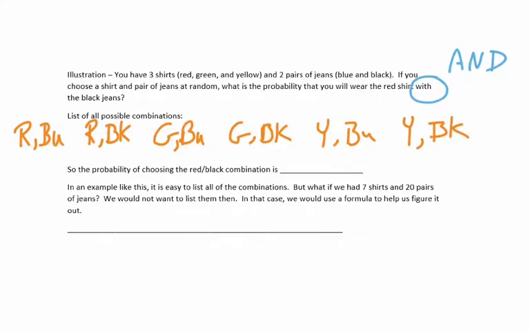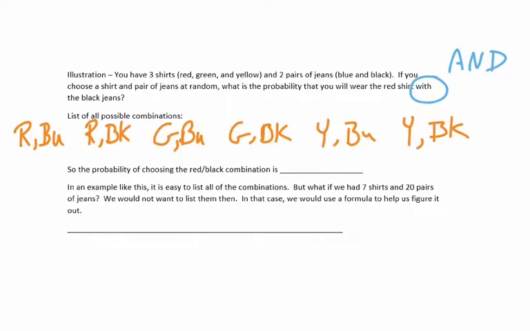Now notice when I listed all the combinations, I didn't just randomly throw stuff out there. I didn't say, oh, red shirt, blue jeans, green shirt, black jeans, yellow shirt. What I did was I picked a color of the shirt, and then I went through all the pairs of jeans, and then I cycled to the next color of the shirt and held the color of the shirt stable while I went through all the jeans. So if you have 3 shirts and 2 pairs of jeans, what you have is 6 possible outfits.